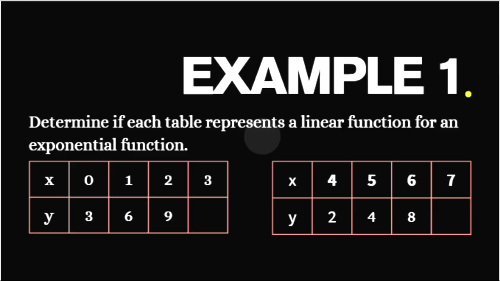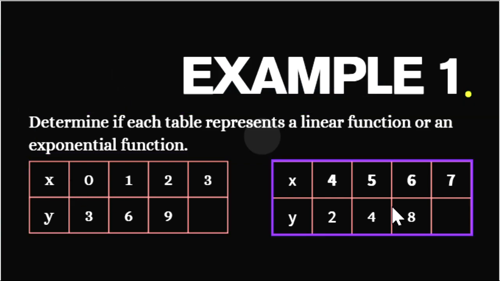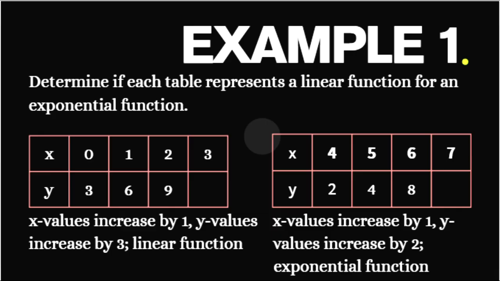Okay, here's example 1. We're going to go through this together. Don't panic. Determine if each table represents a linear function or an exponential function. Okay, so there's actually 3 tables, but we're going to look at these 2 tables first. How we figure out if they're linear or exponential is we're going to look at the rate of change between them. So here the x values are going up by 1. If you remember vaguely from months ago, we take this number, subtract this number, find the difference. That's 1. 2 minus 1 is 1. 3 minus 2 is 1. So this is plus 1 all the way across.